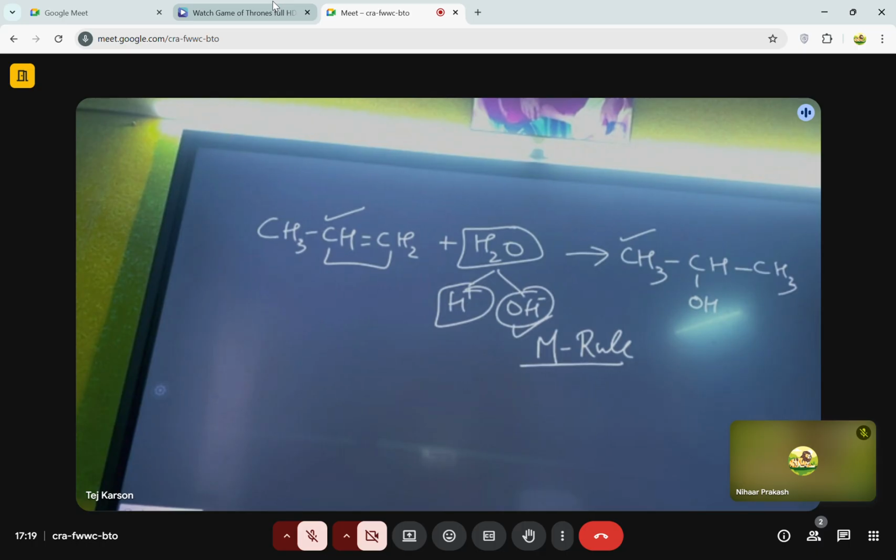Write the same reaction again, but this time instead of adding H2, we'll add something else. So tell me which is coming.